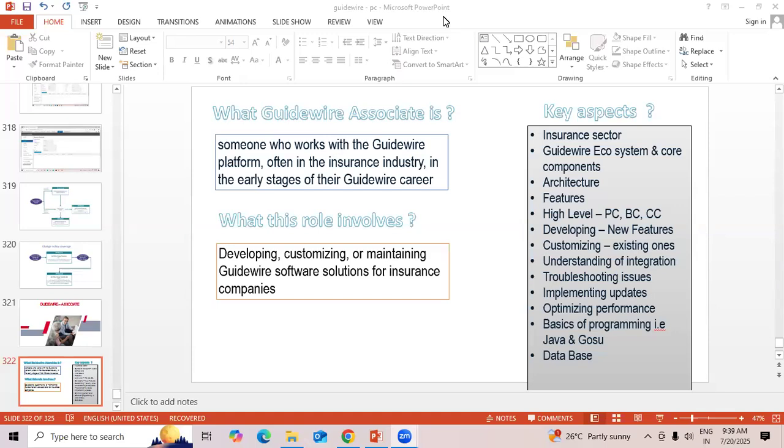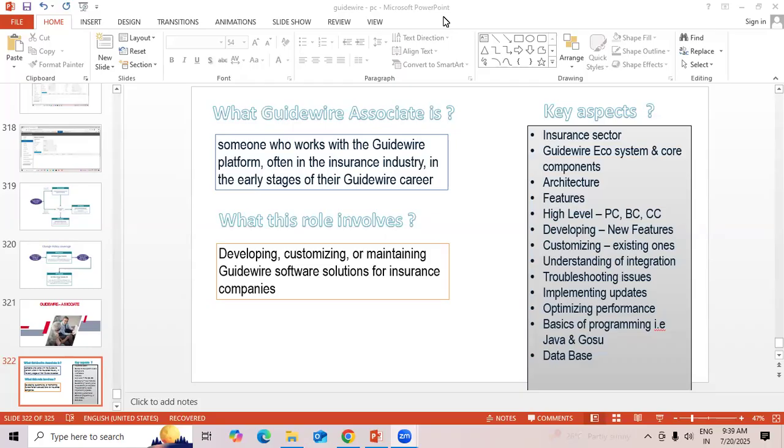especially people in the early stages of their Guidewire career, wherein they will be interacting and associating with all the roles, like business analysts, who gather the requirements and prepare documents, and with the development team, who focus more on the configuration and integration side. At the same time, they also work with testing people, whoever does UI testing or performance testing.